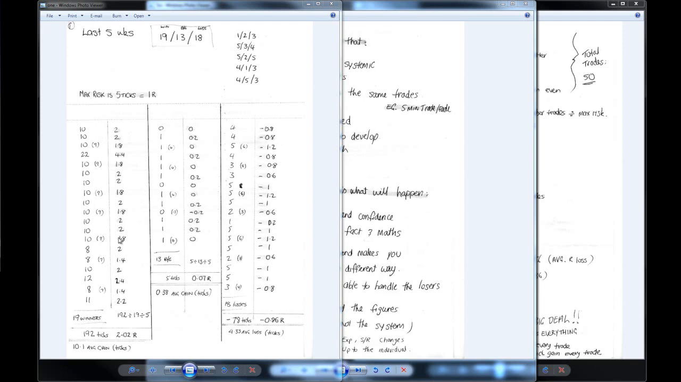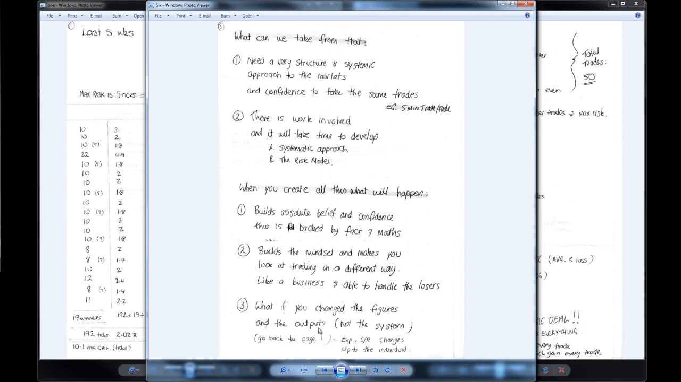So when you can see that, it doesn't really matter the trade you take, but how you manage it can completely change the result you get at the end of the year. That's why risk modeling is so important. So what if you change some of those figures? Have a look at that and play around with that.